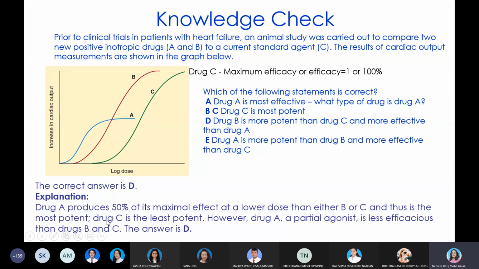A partial agonist is less efficacious than drugs B and C. So if you want a very efficacious drug, a very effective drug, you cannot use drug A. But if you want some minimal effect, you can use drug A. So this statement is wrong. The answer is C. Can you see that? Yes, doctor. All right, thank you. I'm so sorry about the mistake.